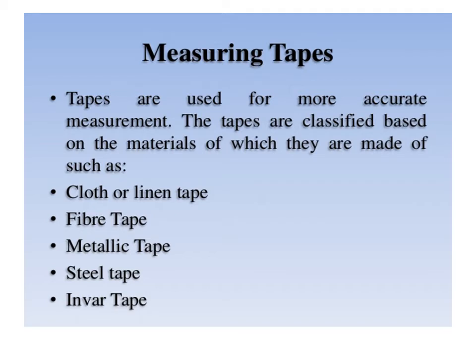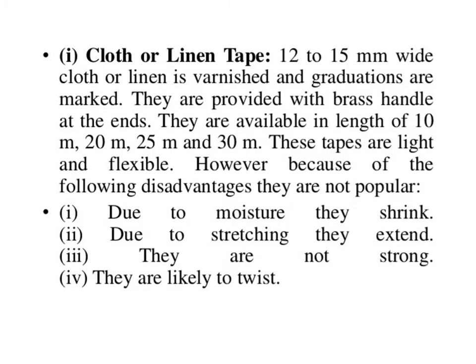This slide refers to measuring tapes. Tapes are used for more accurate measurement. The tapes are classified based on the materials of which they are made up of. They are cloth or linen tape, second is fiber tape, then metallic tape, steel tape, and invar tape. Then we will see the cloth or linen tape.